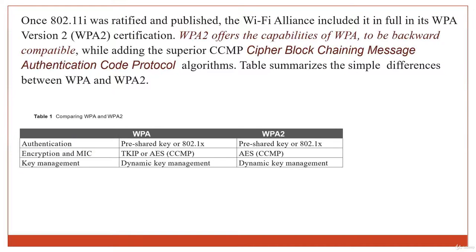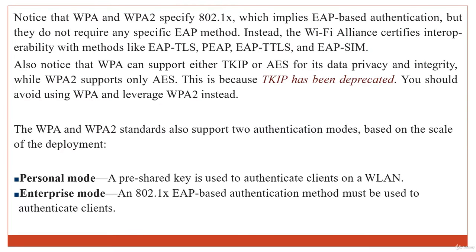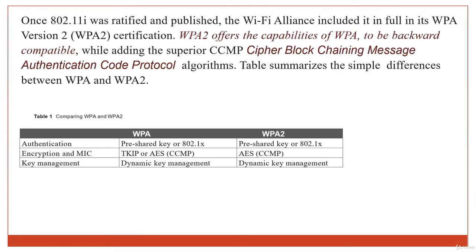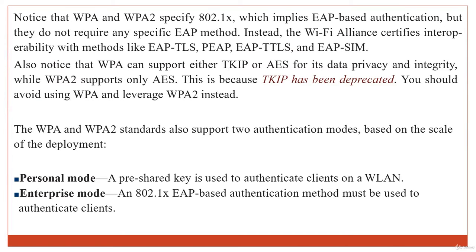One thing you notice here in the table is that WPA is supporting TKIP as well, and that is deprecated. So it's recommended that we should use AES-CCMP. Again, in the wireless deployment model, we have two modes for WPA: personal mode and enterprise mode. We should use enterprise mode, obviously, in the enterprise network.